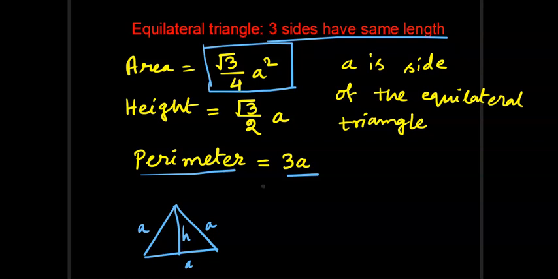So what is the perimeter of the equilateral triangle? Perimeter is 3A, that is A plus A plus A. Area of the equilateral triangle is root 3 by 4 A square, where A is the side, and height of the equilateral triangle is root 3 by 2 into A.